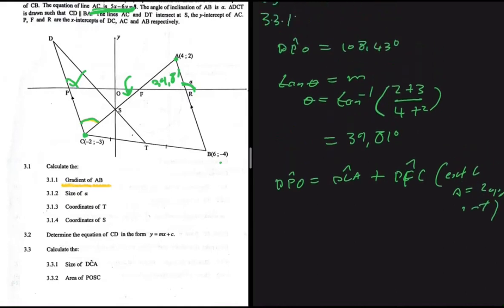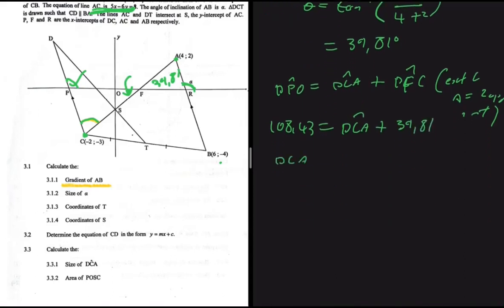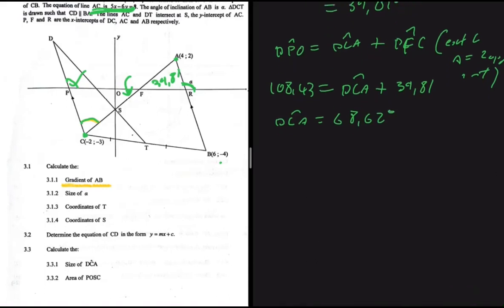So what is DPO? We know that it is 108.43, and that should be equal to DCA, which we are looking for, plus PCF, which is 39.81. So now DCA should be equal to 108.43 minus 39.81. I'm getting 68.62 degrees. It doesn't look too bad, right? 68.62 degrees is believable. Let's do the last question.